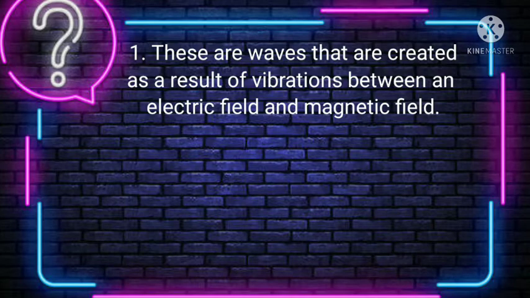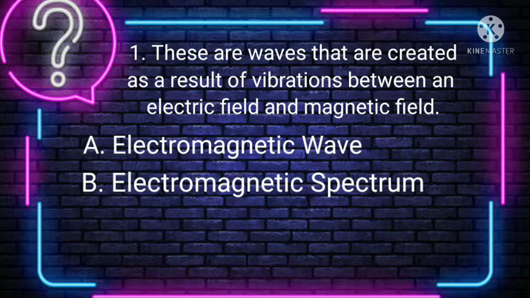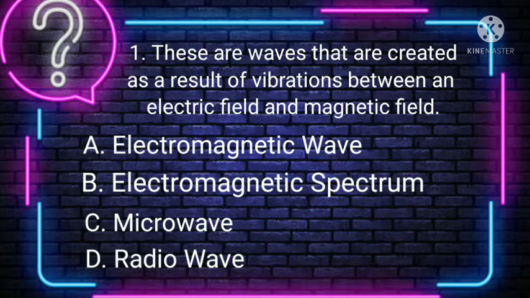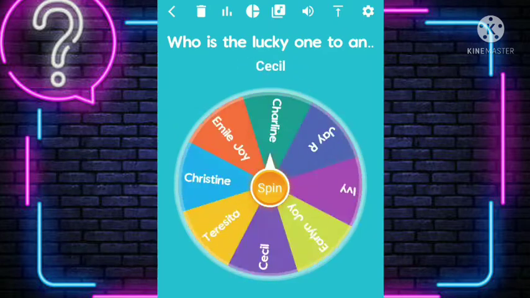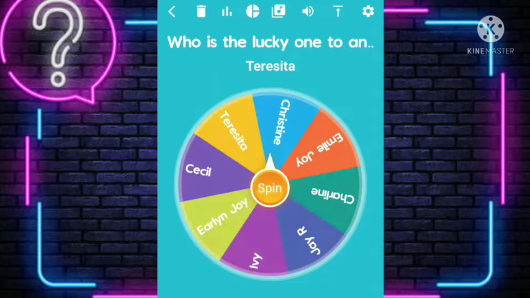Okay, number 1. These are waves that are created as a result of vibrations between an electric field and magnetic field. A. Electromagnetic wave. B. Electromagnetic spectrum. C. Microwave. D. Radio wave. Who will be our lucky student to answer this question? Watch this.